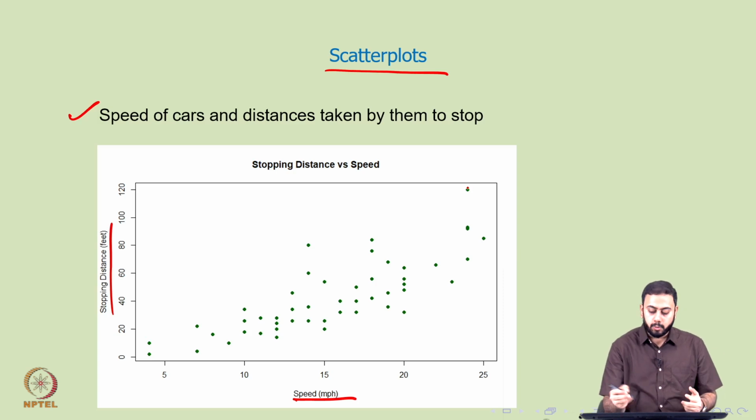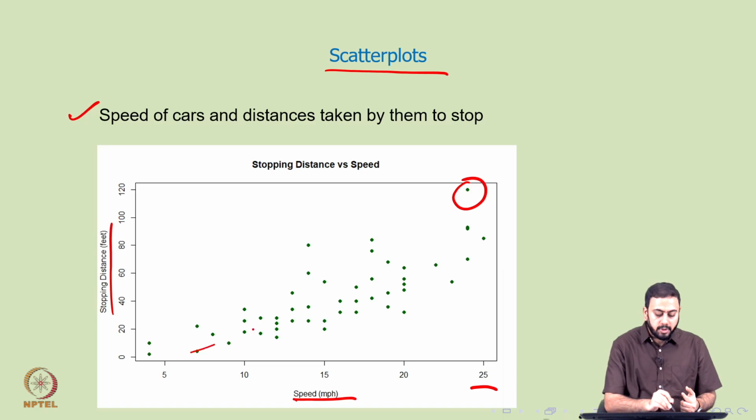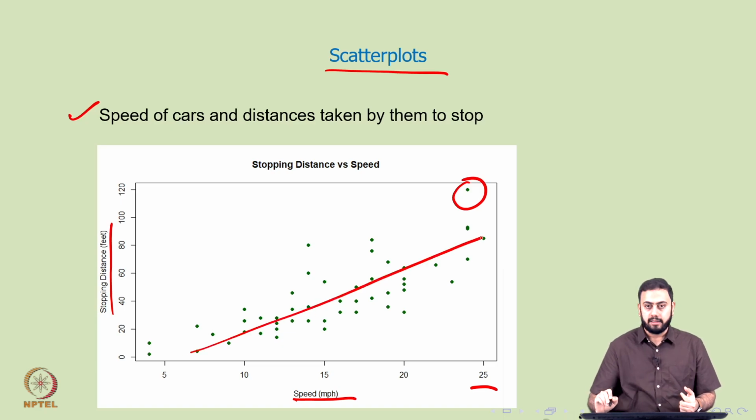So just to pinpoint one point here, let us say if you focus on this point on the top right corner, then we can see that the speed of the particular car there is close to 25 mph, while the stopping distance is 120 feet. And again, a natural question to ask is that obviously if you have more speed to the car, then longer it has to take to stop, isn't it? So hence you can see an upward sloping line there, okay.